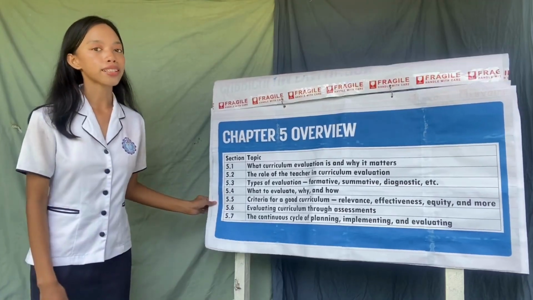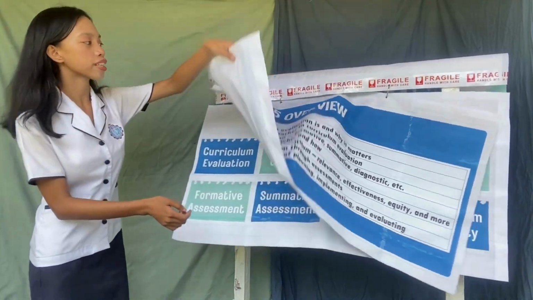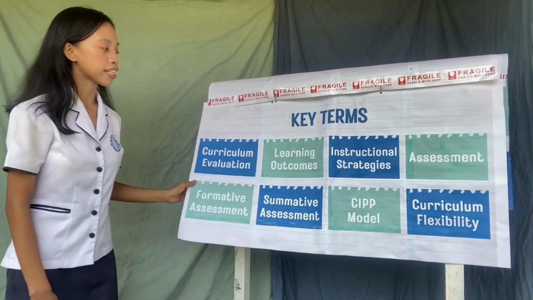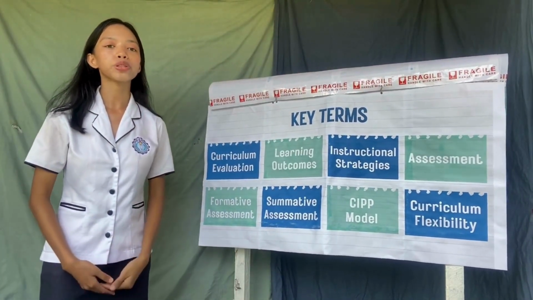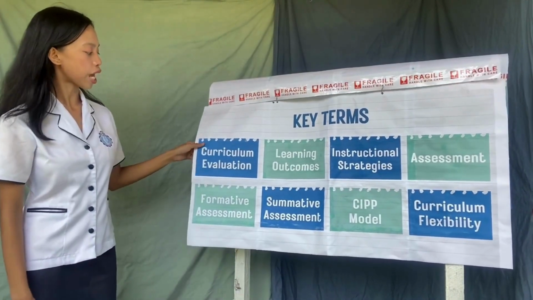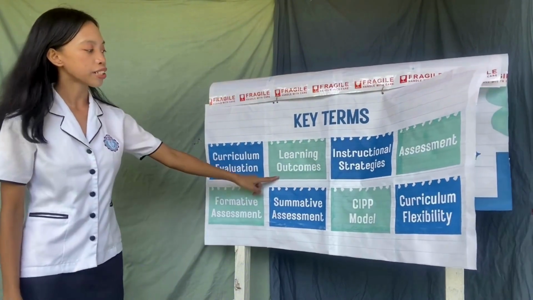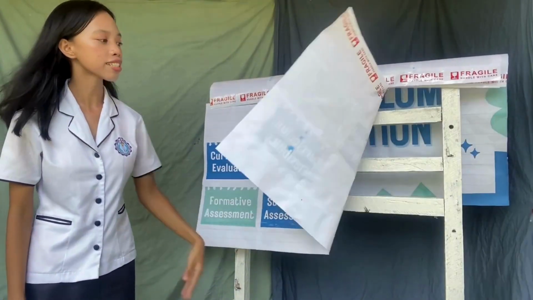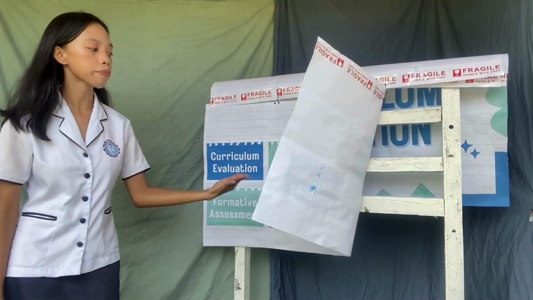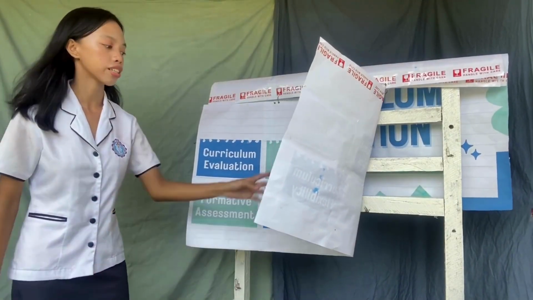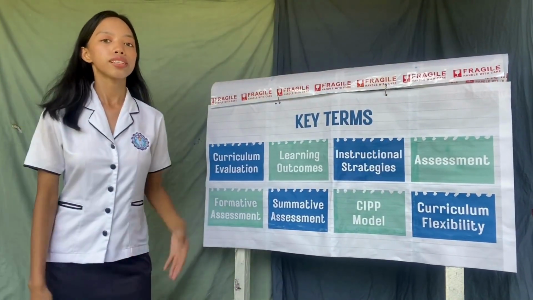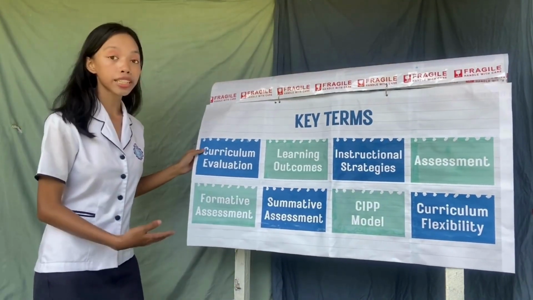Now, I will introduce the key terms that you will encounter throughout this chapter. So here are the 8 terms. Knowing this will help you understand the following topics. So here are the key terms. We have curriculum evaluation, learning outcomes, instructional strategies, assessment, formative assessment, summative assessment, CIPP model for evaluating a curriculum, and curriculum flexibility. So we will learn it one by one.